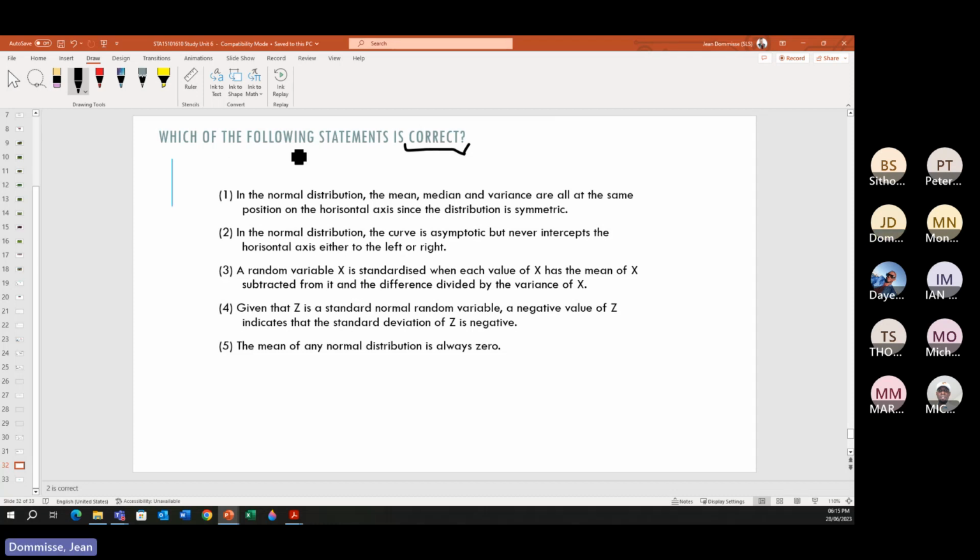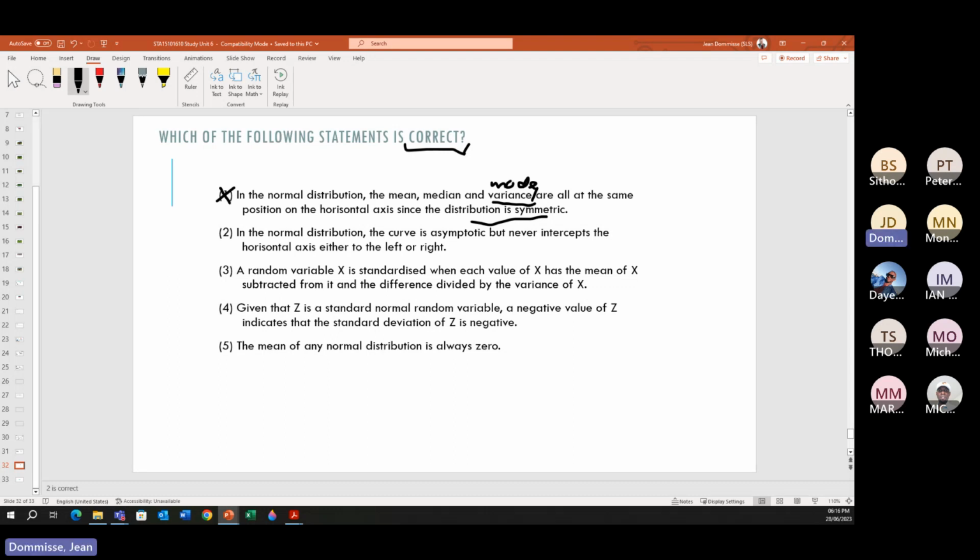Okay, so in here, in the normal distribution, the mean, median, and variance are all at the same position, the horizontal axis, since the distribution is symmetrical. Okay, so all that is correct except variance. So the mean, median, and mode are all at the same position. So that one is incorrect. But remember, we're looking for the correct one.